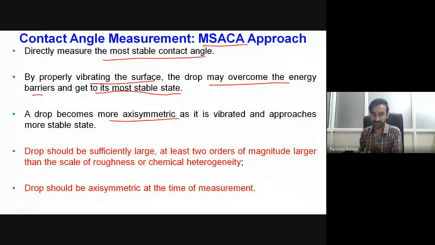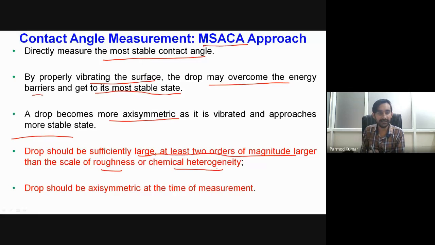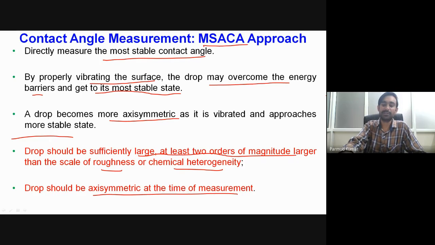Now this particular picture corresponds to the most stable state. But there are a few guidelines while we are measuring the contact angle. Two important guidelines I have highlighted here: the drop should be sufficiently large, at least 2 orders of magnitude larger than the scale of roughness and chemical heterogeneity of the surface. Another condition is that the drop should be axisymmetric at the time of measurement. That is the other condition: our drop profile should be axisymmetric while we are taking the measurement of the contact angle.